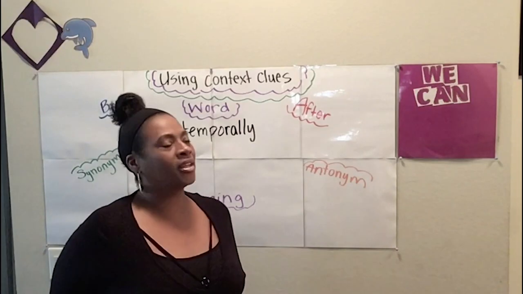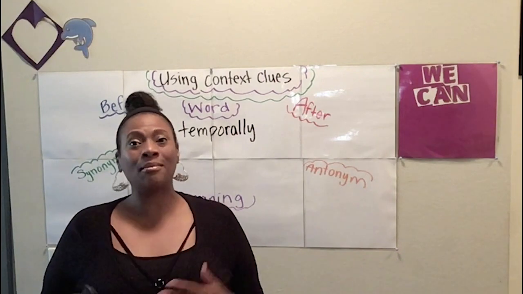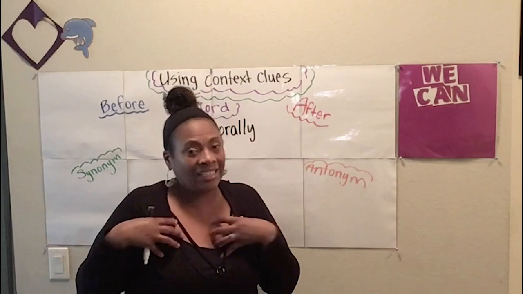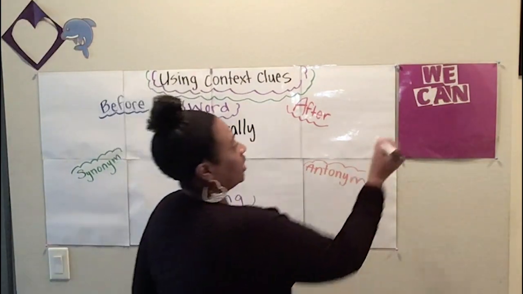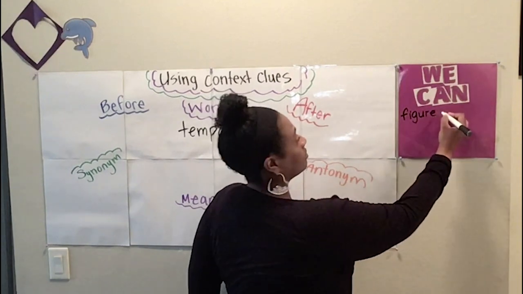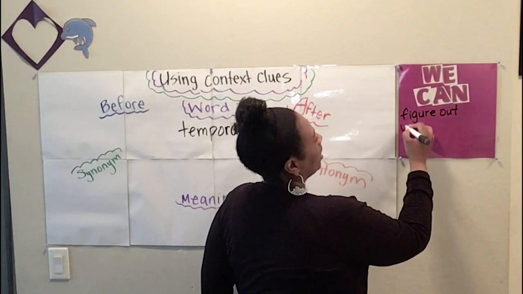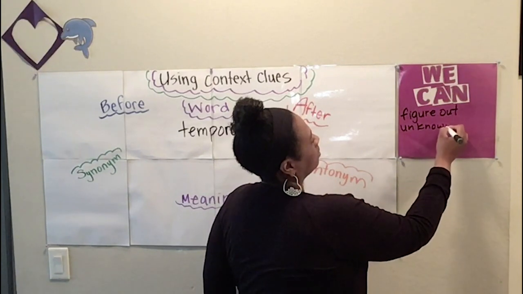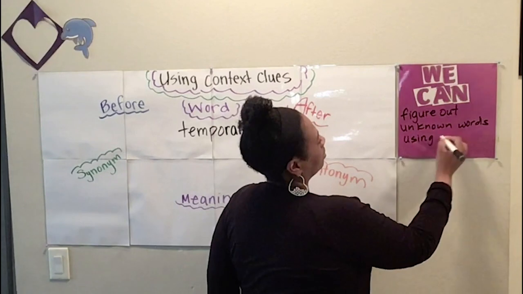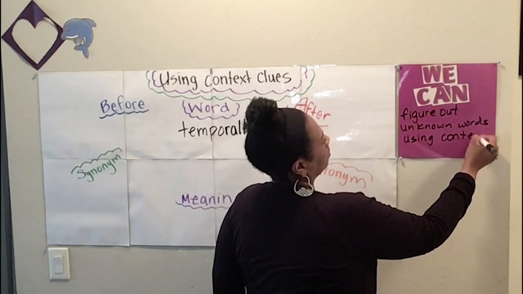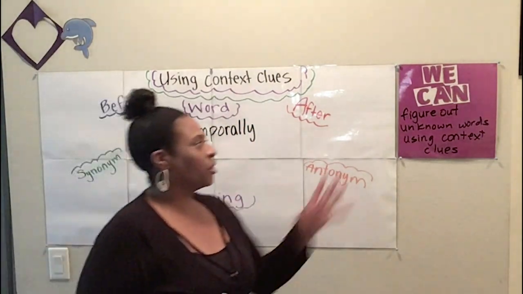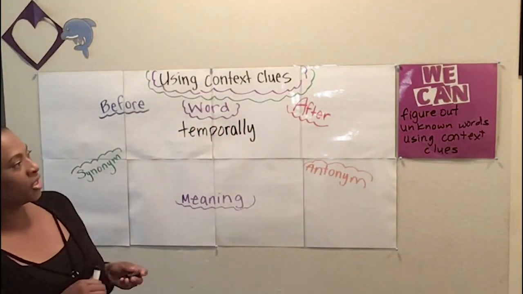We can figure out the meanings of unknown words in many different ways. So we're going to do our we can statement for today, because it's not I can, it's we can. We can figure out, stay with me, unknown words using context clues. You've got to have the end in mind. What are we trying to do? We're trying to figure out unknown words using context clues.